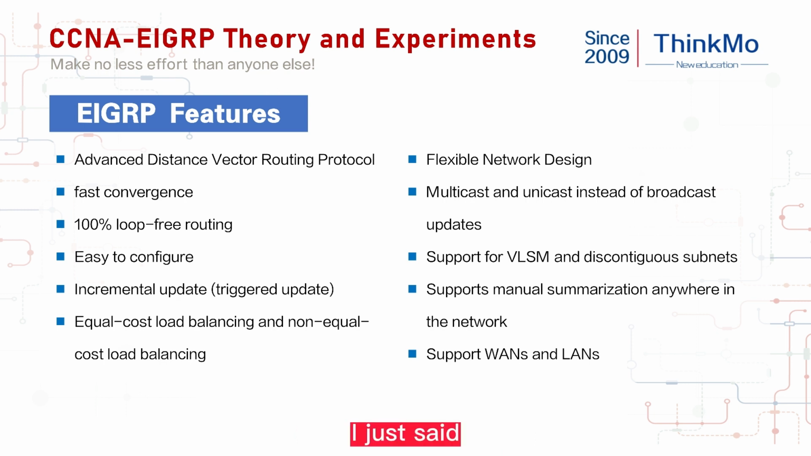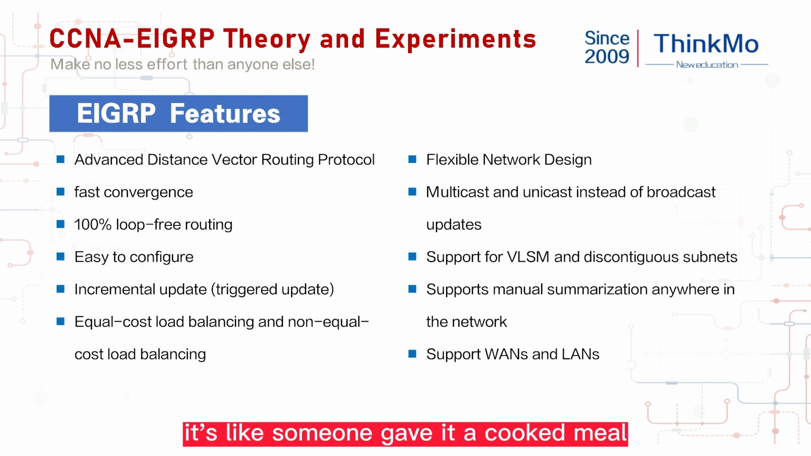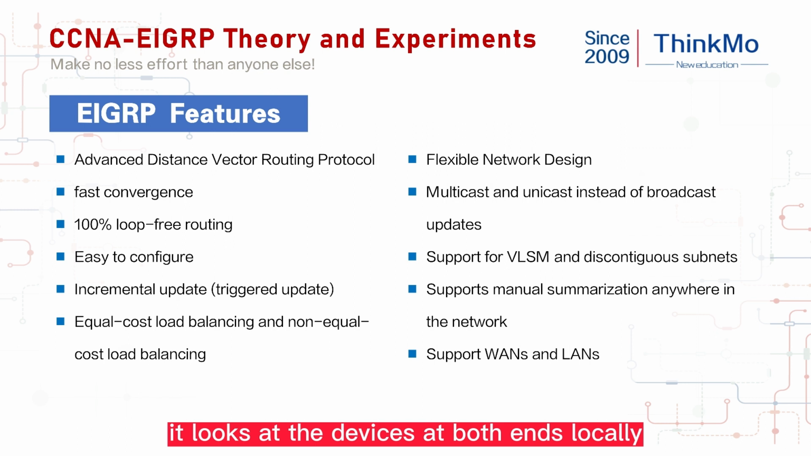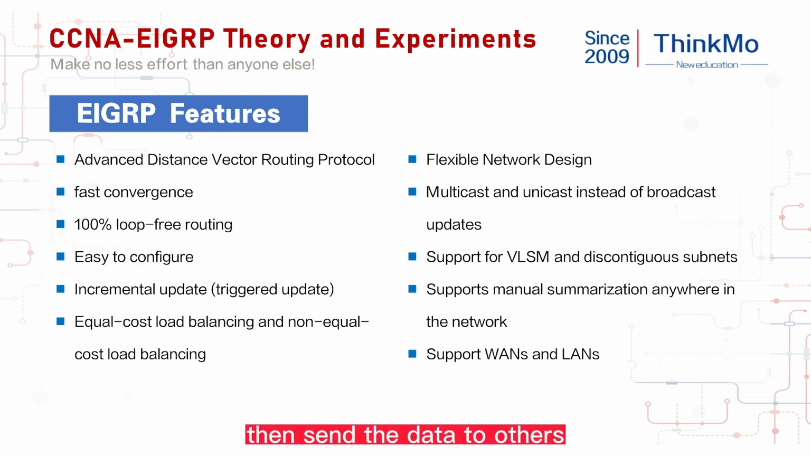Where is the senior? I just said RIP is like someone gave it a cooked meal. It ate directly. It looks at the devices at both ends locally, then sends the data to others. But EIGRP is different.